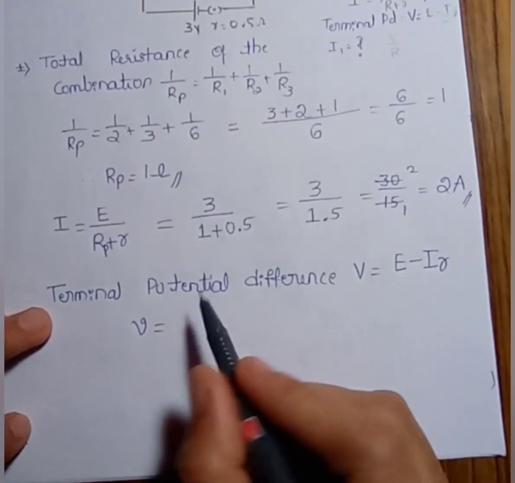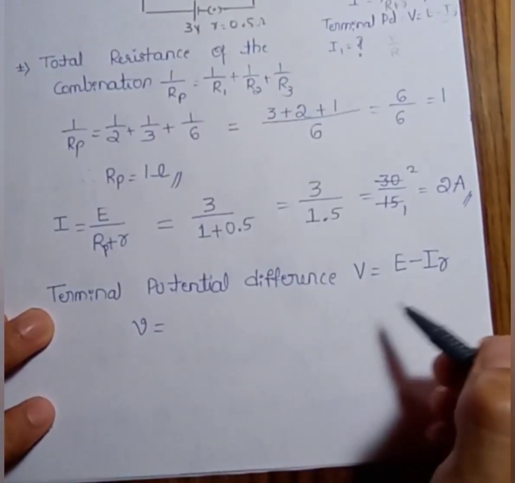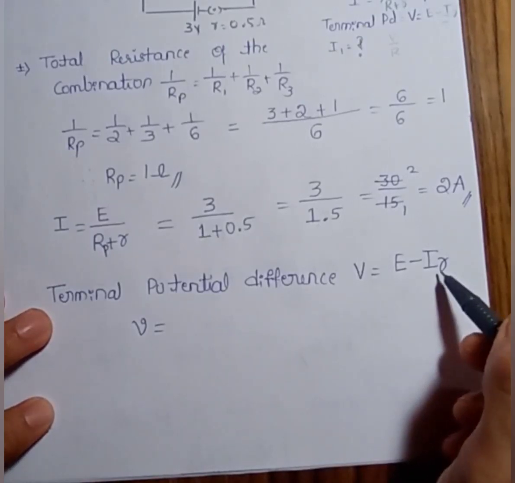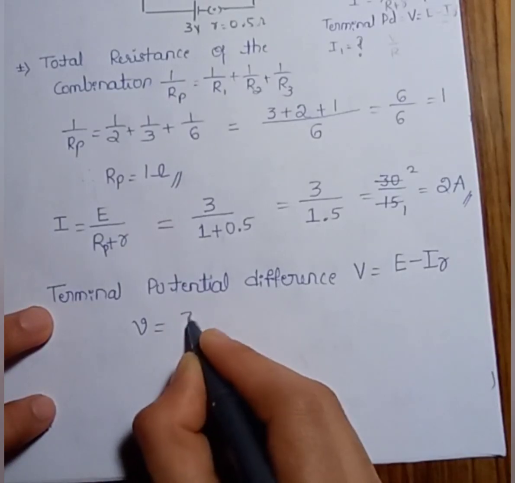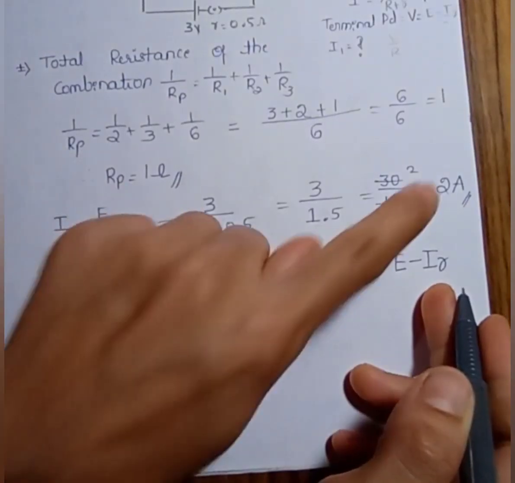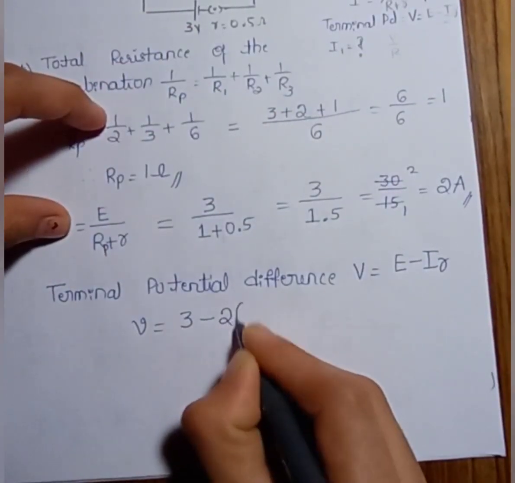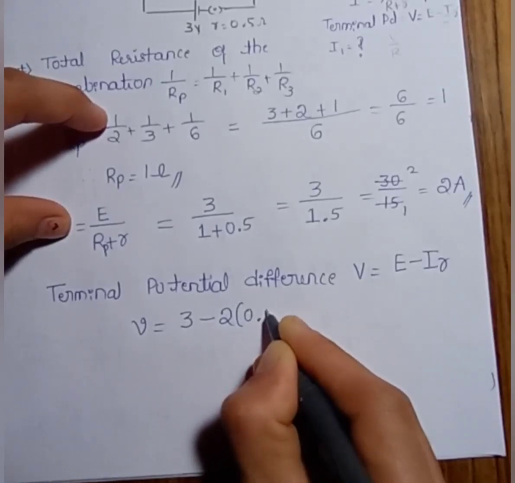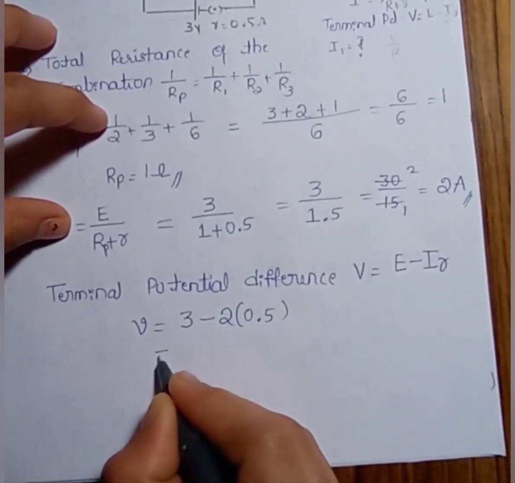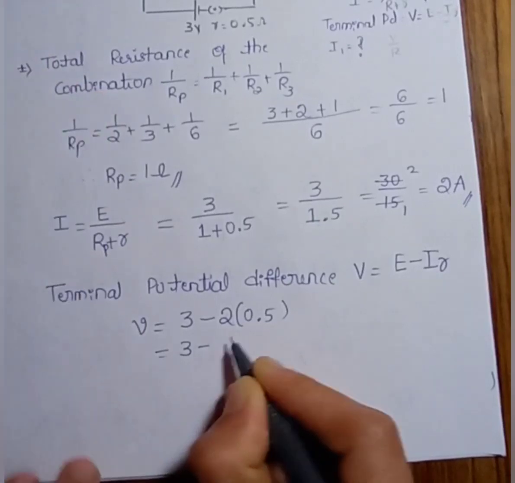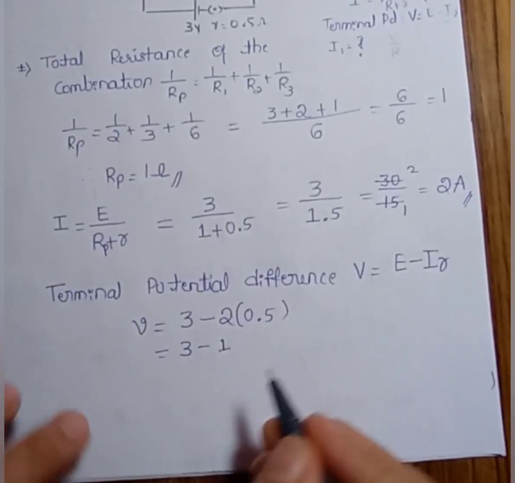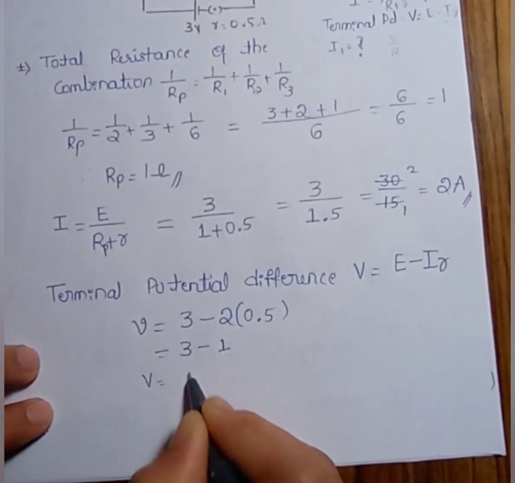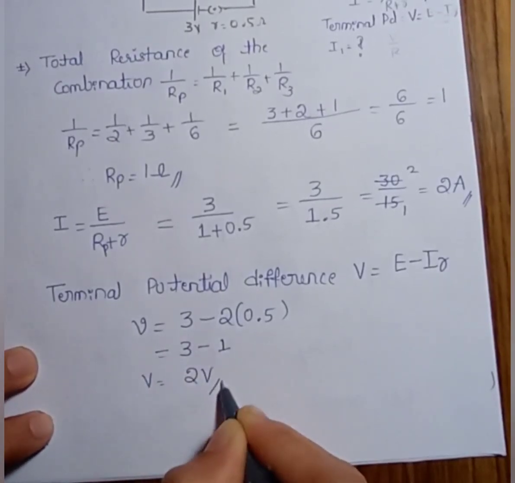Now we have to find the value of terminal potential difference. V equal to E minus I into r. V equal to capital E value is 3 volt minus I value is 2 into r value is 0.5. Therefore, it is equal to 3 minus 2 into 0.5, which is 1. Then the value of V is equal to 2 volt.